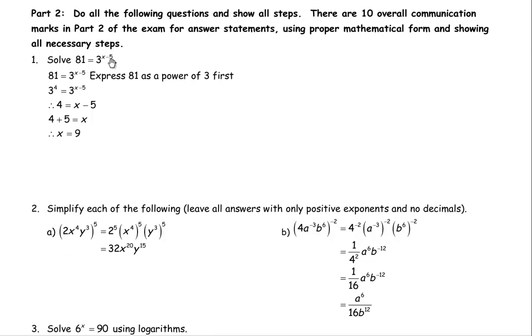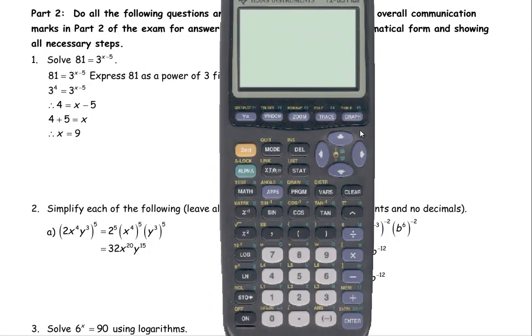Now, because this 3 to the x minus 5 is written as a power of 3, the first thing you should do is write the 81 as a power of 3. So 3 to the what power gives you 81. Now, a couple ways you could find that. You could just trial and error and go, 3 to the power of 2 is 9, not big enough. So 3 to the power of 3 is 27, still not big enough. 3 to the power of 4 works out to 81. So 81 is 3 to the 4th.